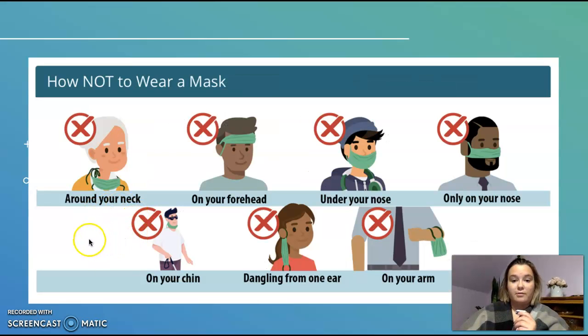And then here's another graphic. It's just how not to wear a mask. Like I said, it's pretty easy to find someone on campus not wearing their mask correctly. So around your neck, on your forehead. I mean, the forehead one isn't common unless you see a child or something maybe. Under your nose is probably one of the most common ones that I've seen. But yeah, this is just basic CDC information that I thought would be important to include in here.